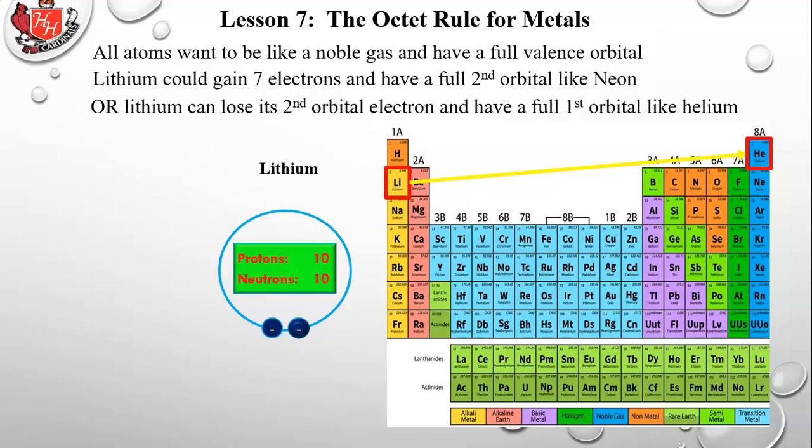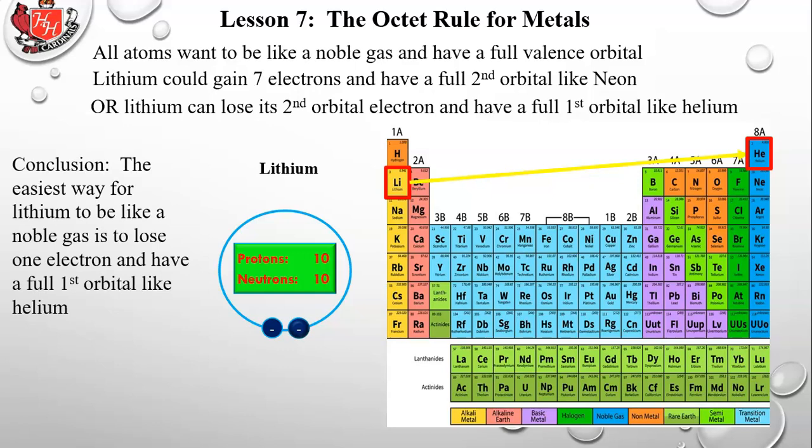So that explains, at least in principle, why it has a low ionization energy. Why does it easily give up that electron? It has a low ionization energy because it wants to be like the nearest noble gas. The nearest noble gas to lithium is not neon in its own row in the second row. It's helium, one row behind it. So the conclusion: the easiest way for lithium to be like a noble gas is to lose one electron and have a full first orbital like helium.